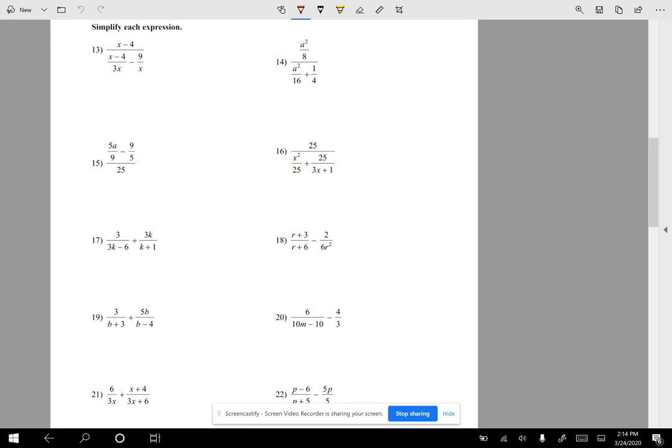Let's take a look at the review for this week. To begin with, we started by simplifying rational expressions. So, a complex rational expression had a fraction on the top and a fraction at the bottom. So, let's take a look.